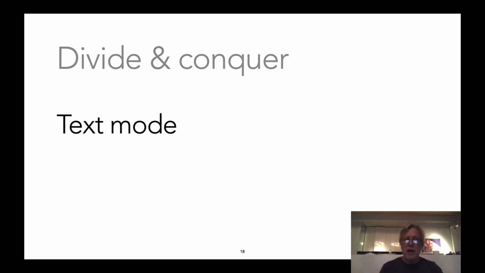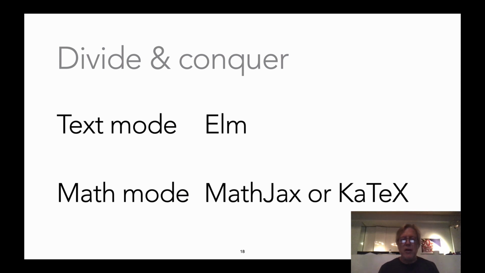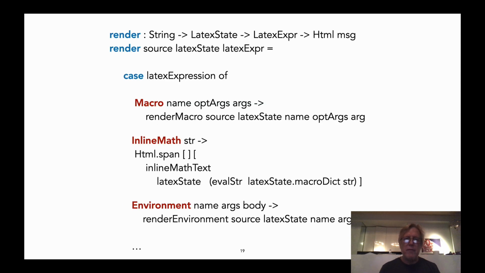The idea is the following. There are two kinds of things in LaTeX. There's text mode. I use Elm to analyze and deal with that. And there's math mode, and I figure out what the math mode stuff is, and I pass that on in the rendering phase to either MathJax or KaTeX. So this is what made the project possible, actually, is Elm on the one hand and these other tools on the other, which take care of the math mode stuff.